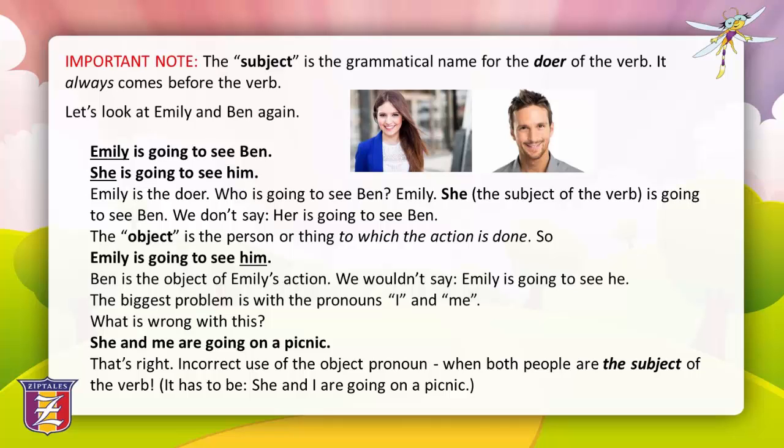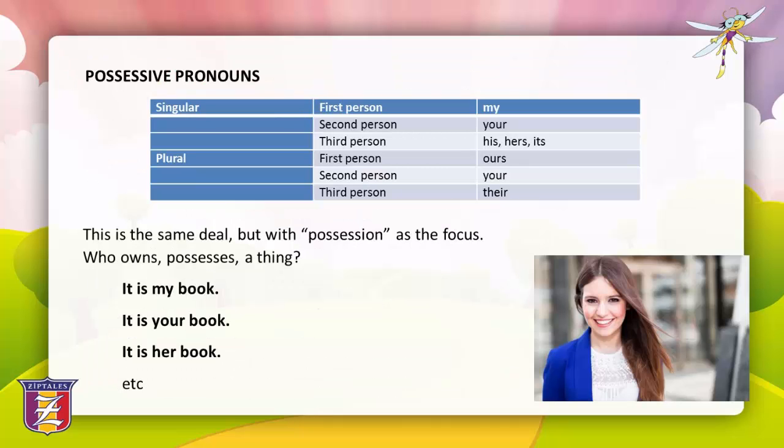Incorrect use of the object pronoun. When both people are the subject of the verb, it has to be "she and I are going on a picnic." Possessive pronouns: my, your, his, hers, its, ours, your, their.